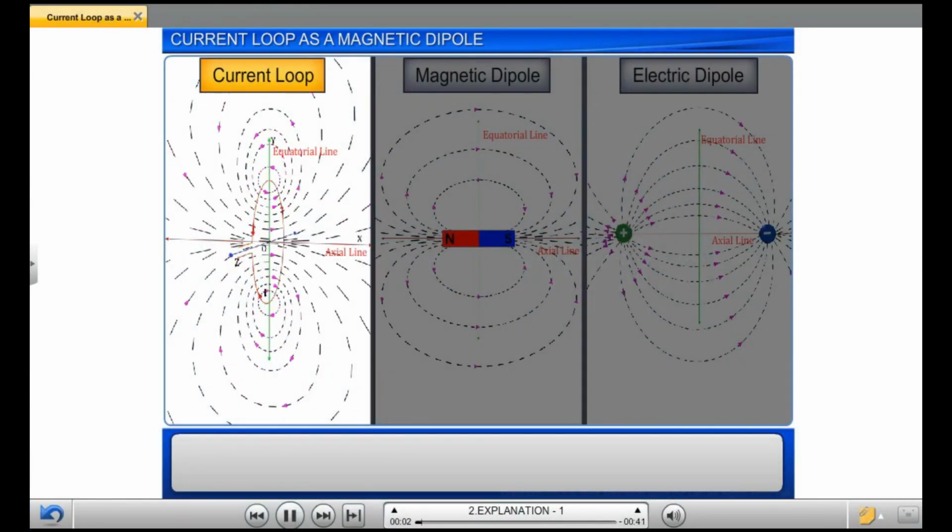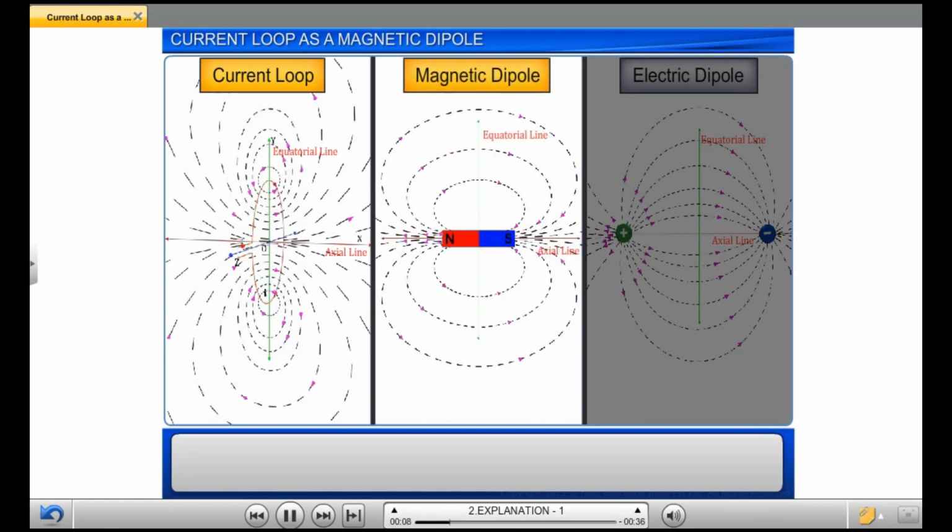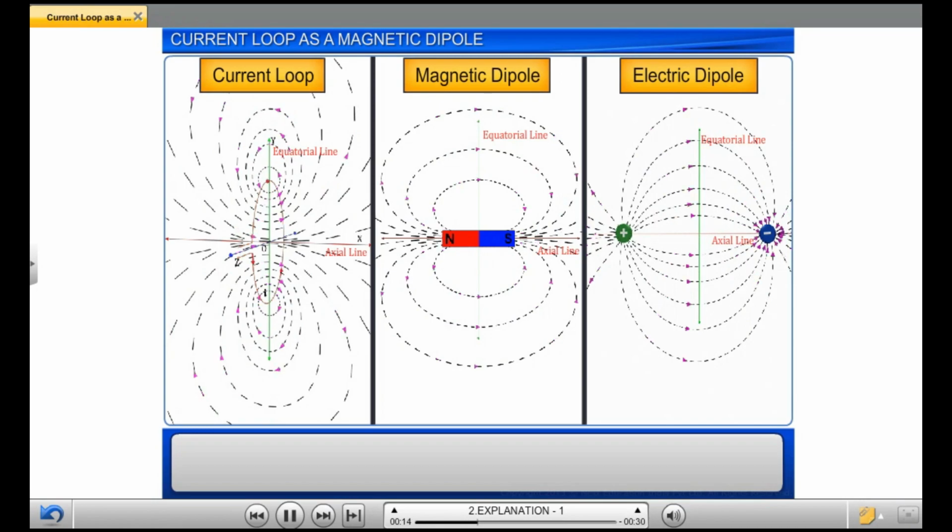We know that a current carrying circular loop produces a magnetic field. This magnetic field is similar to the magnetic field due to a magnetic dipole. This magnetic field is also similar to the electric field due to an electric dipole. Now, let us study the magnetic induction at a point on the axis of the circular current carrying loop and compare it with the magnetic induction at a point on the axial line of a magnetic dipole.